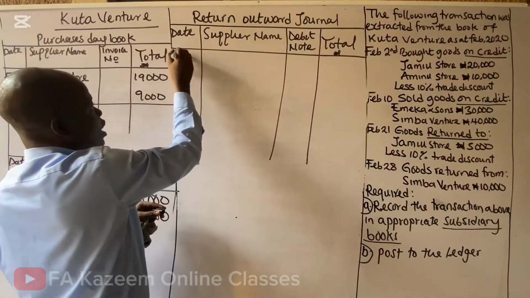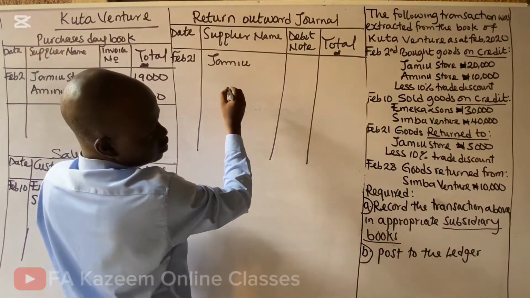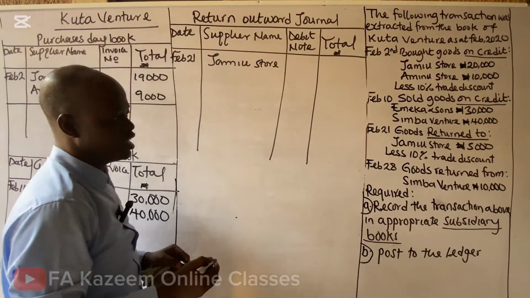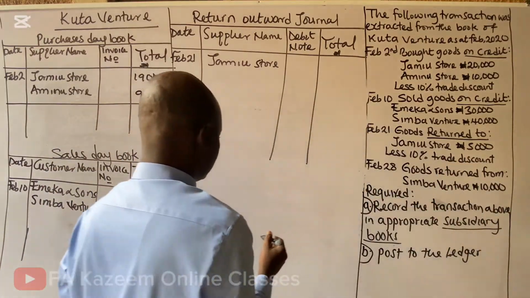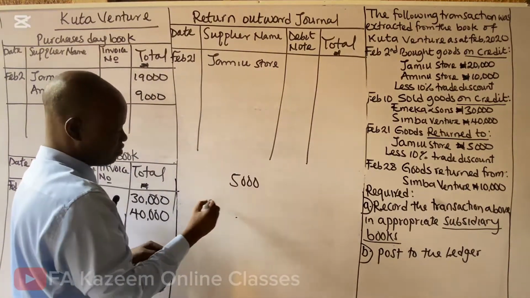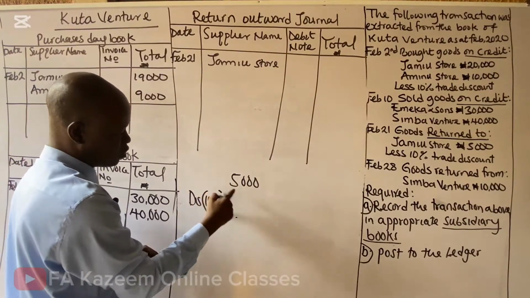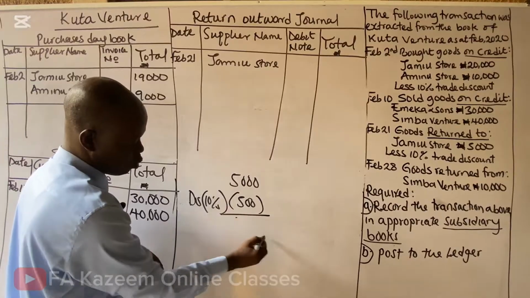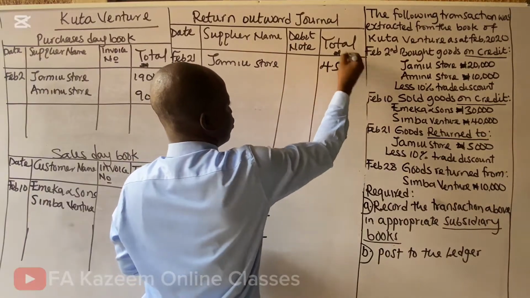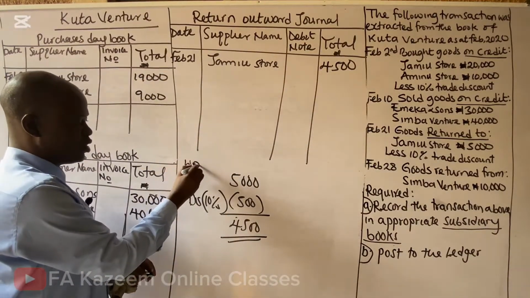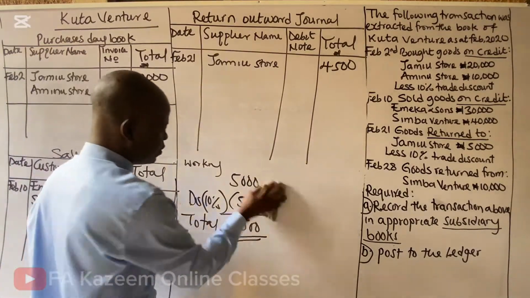Now, on February 21, goods were returned to Jamil store. Remember, there's a 10% discount. The cost is 5,000 and the discount of 10% of 5,000 is 500. When we minus it, we arrive at 4,500. This is just a working and you are not to show it. You are only to show the total amount. Now, this has been recorded.